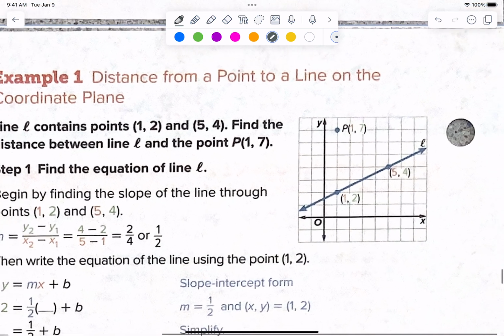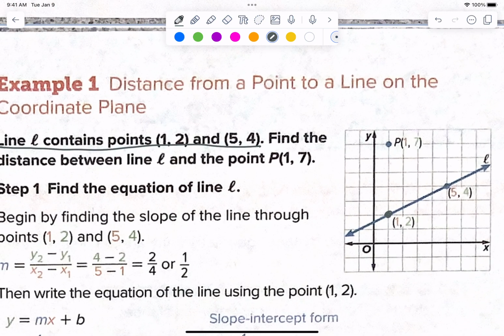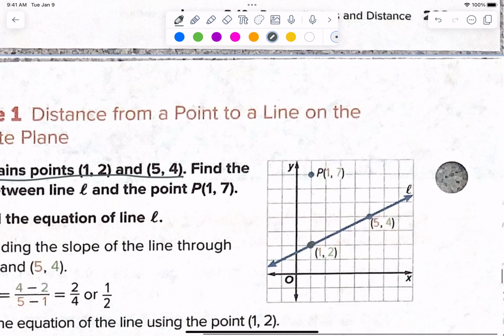Here we go, all right? We have 2 points right here that are making a line. They say line L contains points 1, 2, and 5, 4. They've made a line with it. And then we have this other point, which is 1, 7. So if you turn your head slightly, imagine that this is my sea level and here's my airplane, right? And what I want to do is measure him straight down.